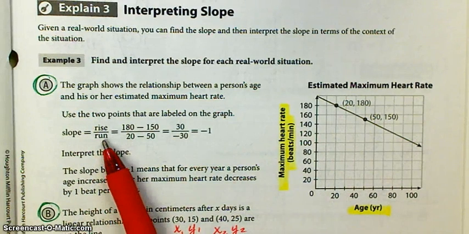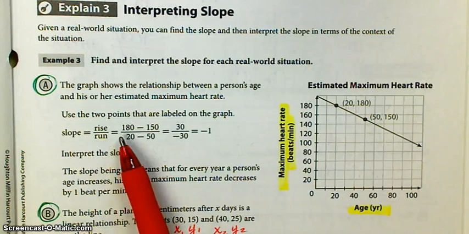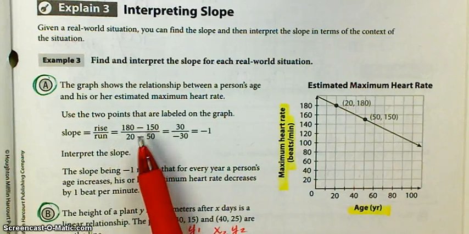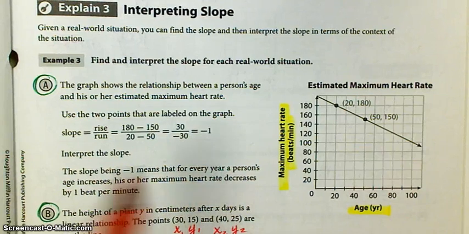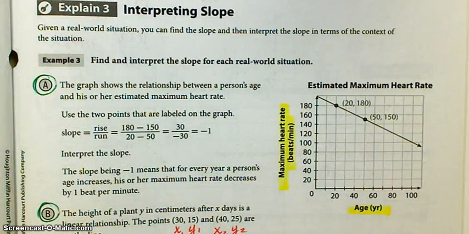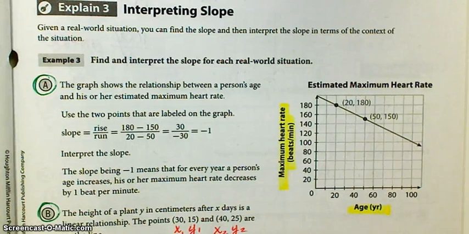Slope is rise over run, so we took y2 minus y1 over x2 minus x1, and we get a slope of -1. And it says interpret the slope. The slope being -1 means that for every year that a person's age increases, because that's the x-axis, his or her maximum heart rate decreases by 1 beat per minute. So basically, the older you are, the slower your maximum heart rate should be.